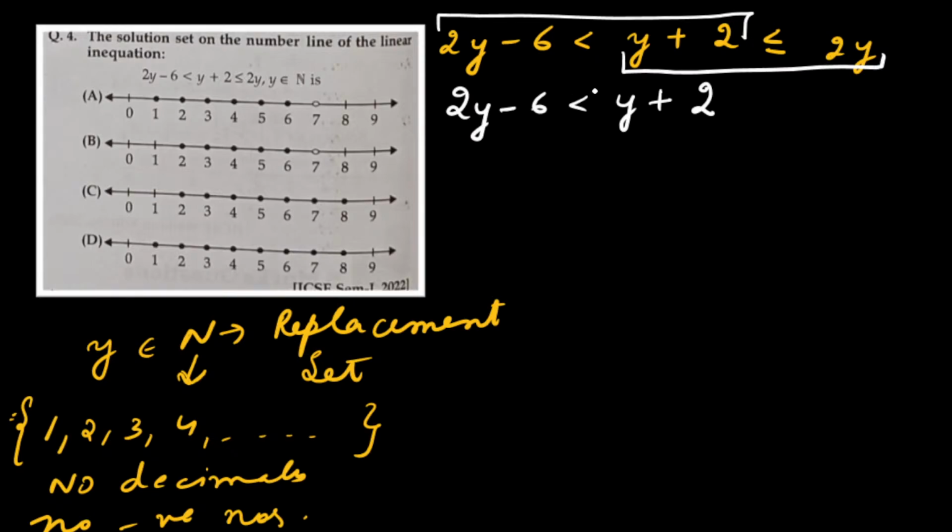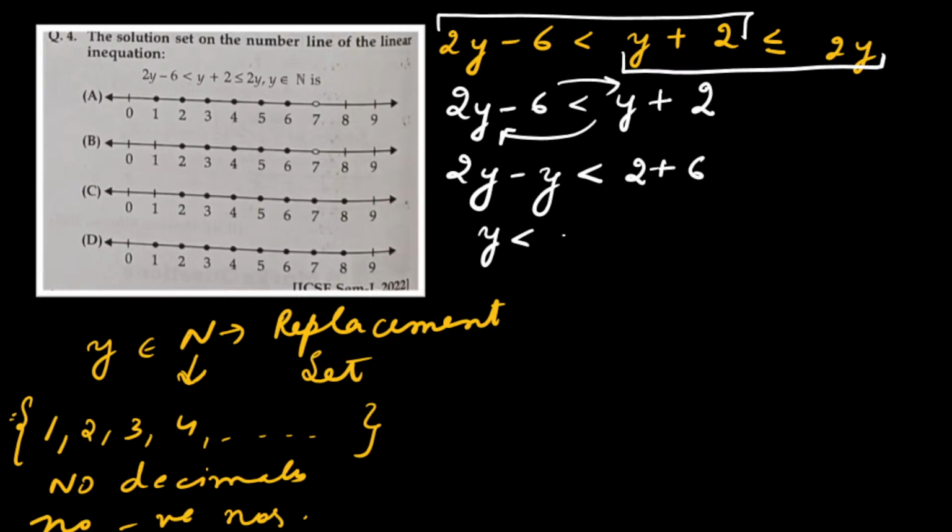So like terms we'll write together. Y we will shift to this side and minus 6 will shift to the other side. So 2y, when y we are shifting to this side, plus y will change to minus y, less than as it is. 2, when minus 6 will shift to the other side, plus 6. So 2y minus y is y, less than 8. Y is less than 8.